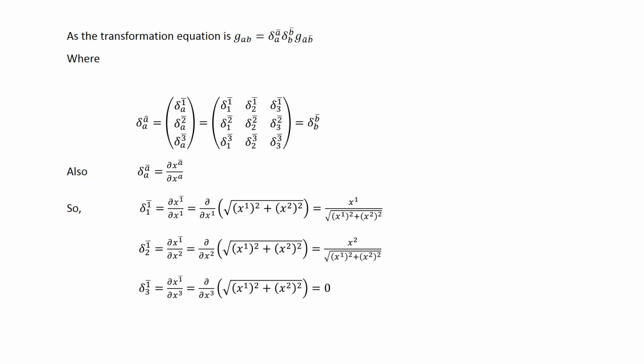So the same, delta A bar A is equal to the partial derivative of X A bar with respect to X A. Now, as we have the variation of A bar and A, 1, 2, 3, delta 1 bar 1 is equal to partial x1 bar over partial x1, meaning we are taking the partial derivative of x1 bar with respect to x1.